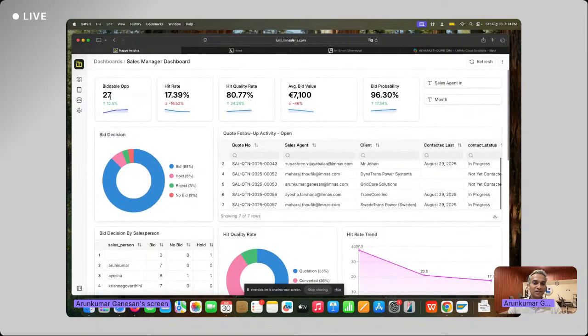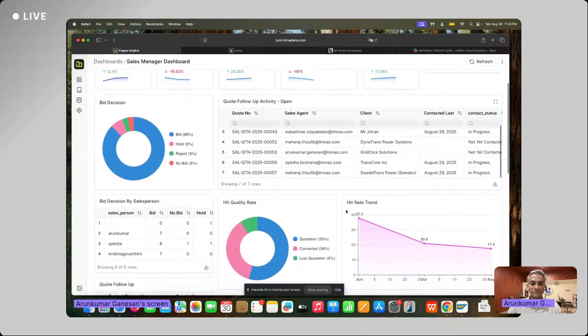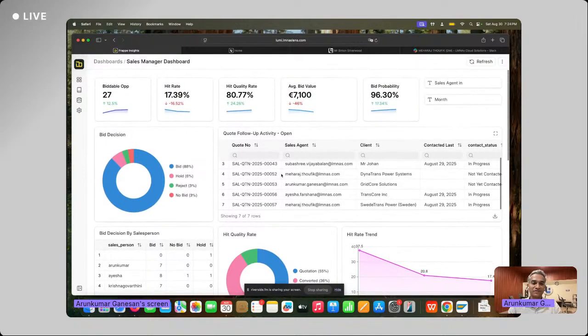So this is Lens Insights, which is sitting nicely on top of the Lens CRM platform itself, and all these metrics are brought in from the system itself, right? So let's take them one by one. This looks like very simple numbers, and if you see the biddable opportunity, it says the trend is increasing by 16%.